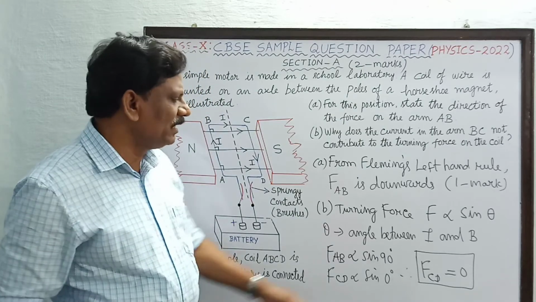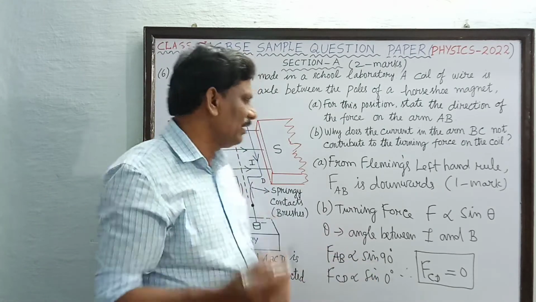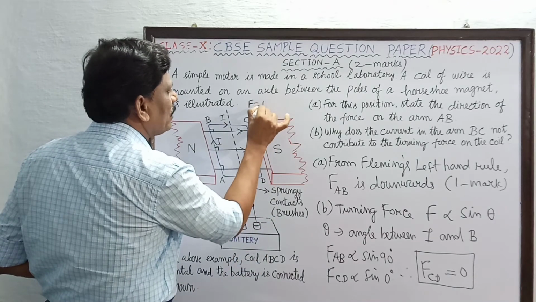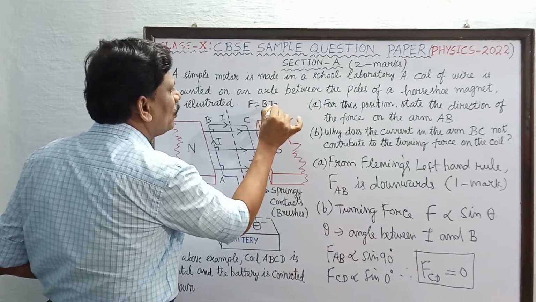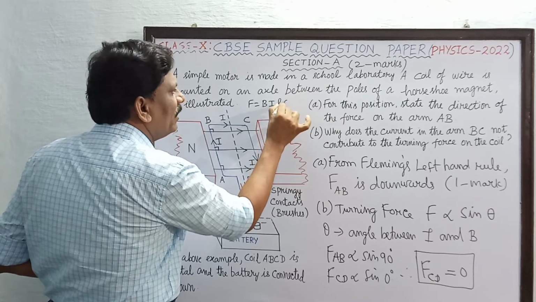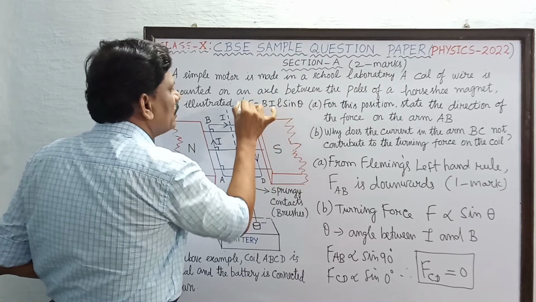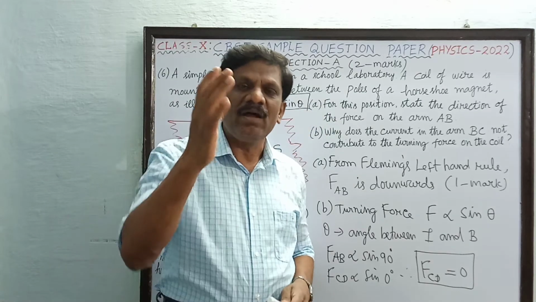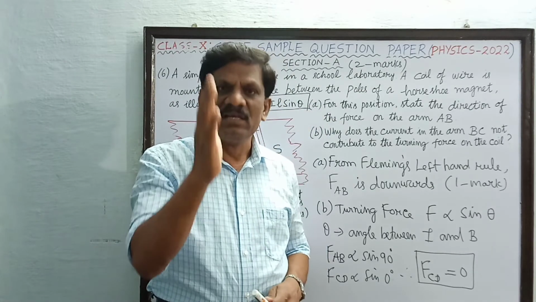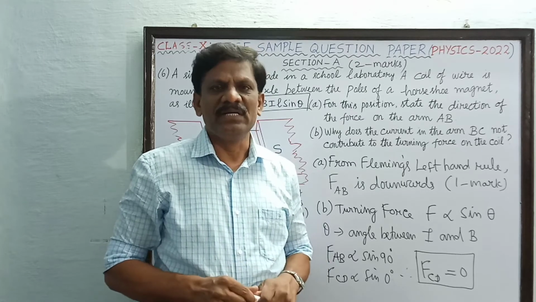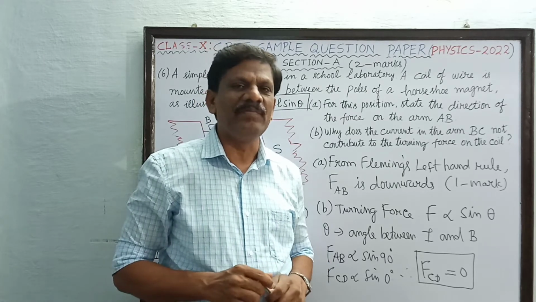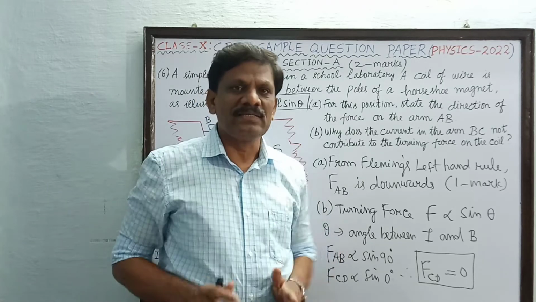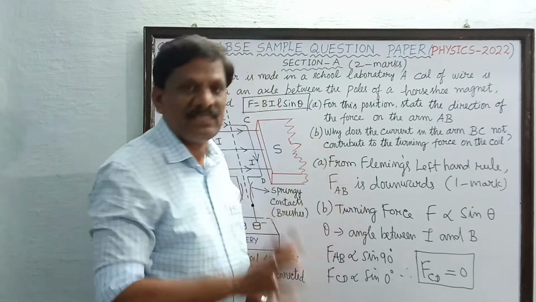So how to find this force at a higher level? Higher level means you can write F is equal to B into I into the length of the side into sine theta. So this expression I am writing here for higher order thinking skill students. Understood? Because if you go to competitive exams or KVPY and all, such questions will definitely come.